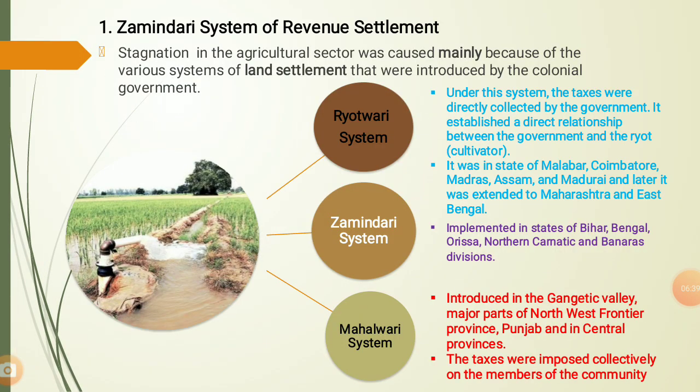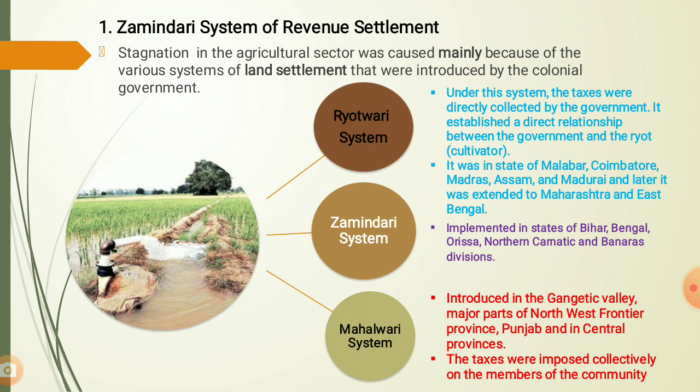Now, if we talk about the causes of Indian agriculture stagnation during the colonial rule: why did the agriculture sector remain stagnant during the colonial rule? There are a lot of reasons behind the stagnation of the agriculture sector during the colonial rule. The very first reason, or we can say the main reason, was the zamindari system or various land revenue settlement systems that were prevalent during the colonial rule.